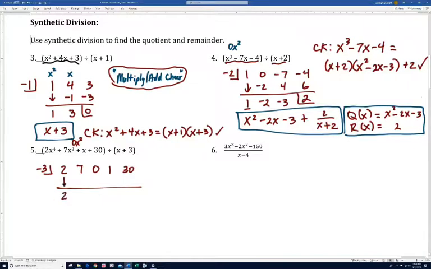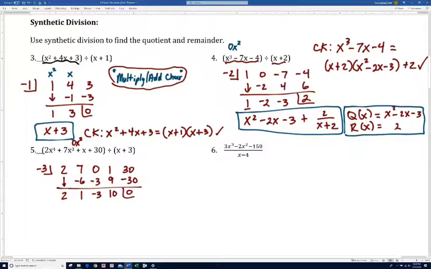Let's go ahead and bring down the 2. All right, so multiply, we get -6. Add, you get 1. Multiply, you get -3. Add, you get -3. Multiply, you get 9. Add, you get 10. 10 times -3 is -30. Add, you get 0. So again, we got a remainder of 0.